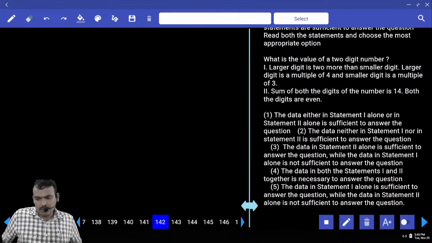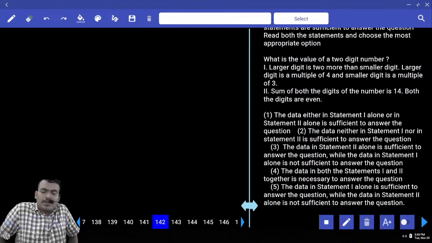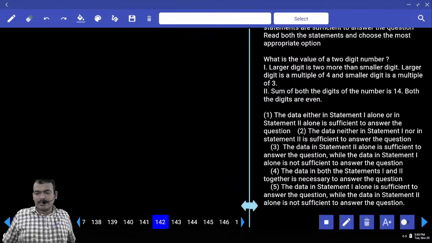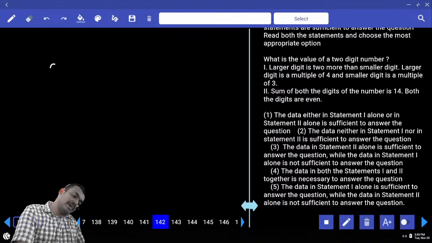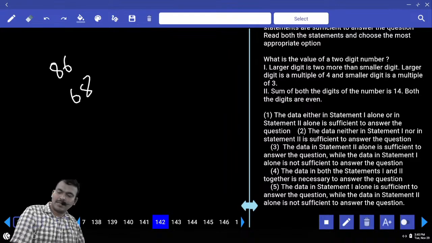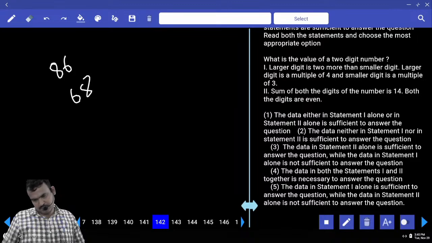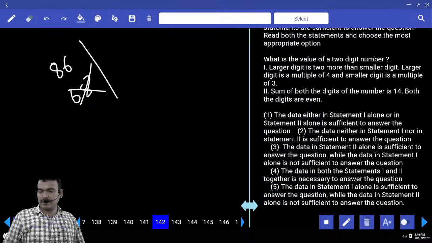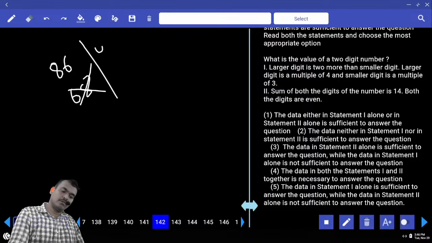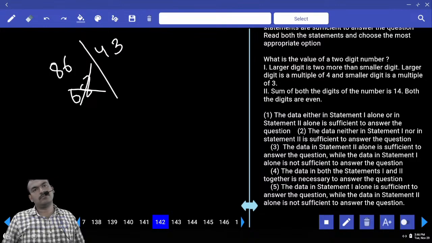Next, 142. What is the value of a 2-digit number? We require a 2-digit number. Larger digit is 2 more than the smaller digit. Larger digit is a multiple of 4, and smaller digit is a multiple of 3. Means it will be either 86 or 68. Yes or no? Larger digit is a multiple of 4. It is also possible.